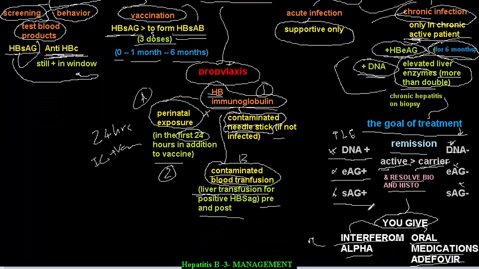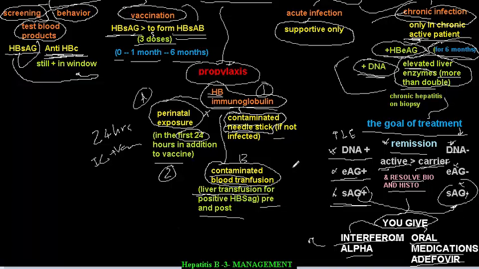Of course, the surface antigen that is positive in the active case will not always become negative in the carrier state. Actually, the patient who has it negative after treatment will be a lucky patient. But we still count it as remission if the surface antigen remains positive, as long as the envelope antigen becomes negative. So this is the remission. The remission does not depend on the surface antigen.